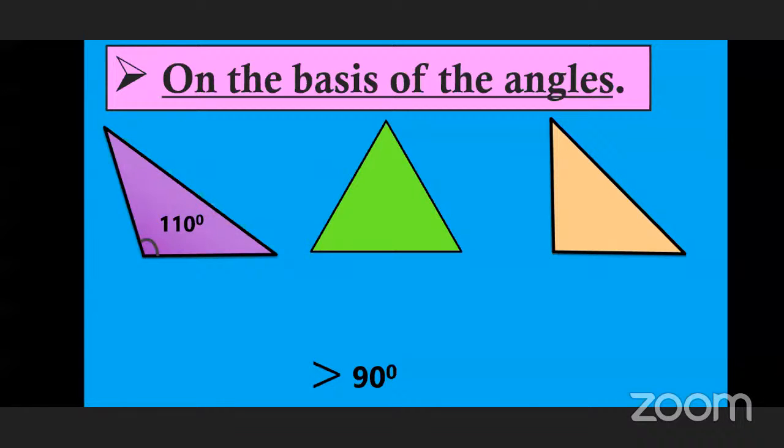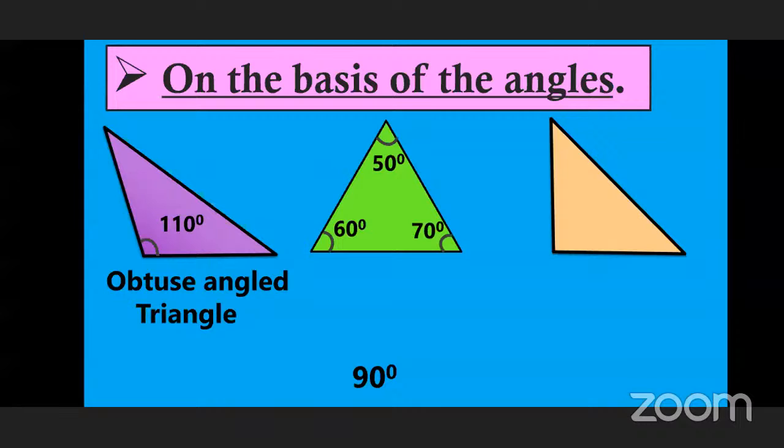Can anyone tell me the triangle whose measure is more than 90 degree? What it is known as? Obtuse angle triangle. Yes, it is known as obtuse angled triangle because one of the angles is more than 90 degree. So it is known as obtuse angled triangle. See the second triangle, children.